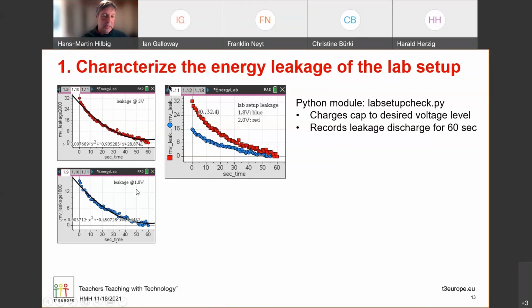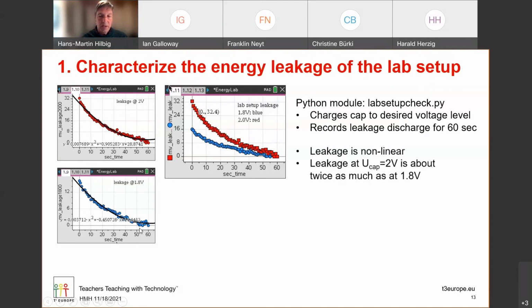Doing the same thing at 1.8 volts, well, we are better off, right? So the scale is different. Here, the voltage drop over 60 seconds was 32 millivolts, and at 1.8 volt, it's only 16 millivolts. So the lesson learned here is that the leakage is nonlinear, and the leakage at a capacitor voltage of 2.0 volt is about twice as much as at 1.8 volt. So my mode of operation for my lab setup is probably between 2.0 volt and 1.8 volt, to be in a lower leakage domain than going above 2.0 volt.